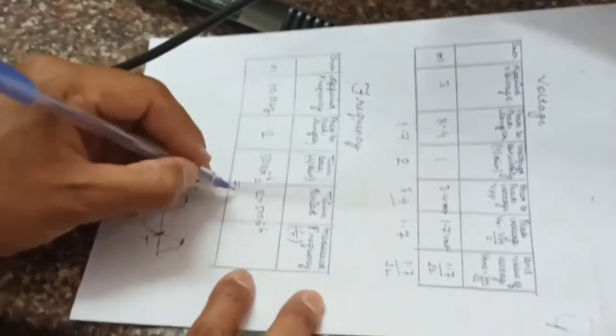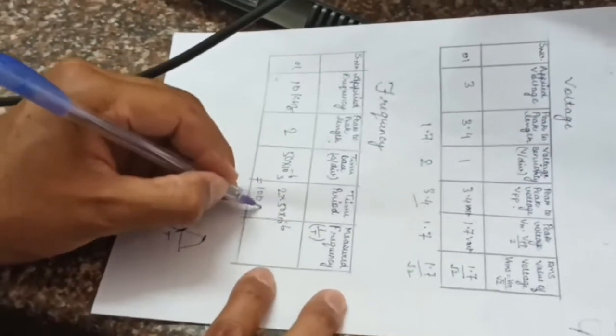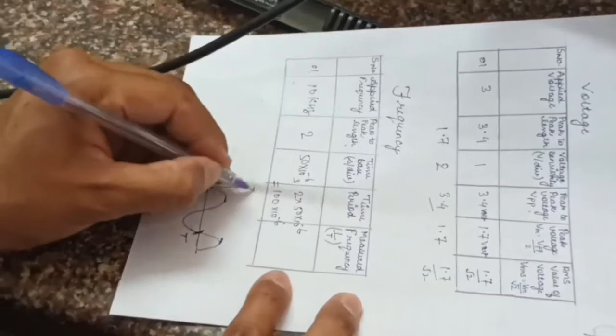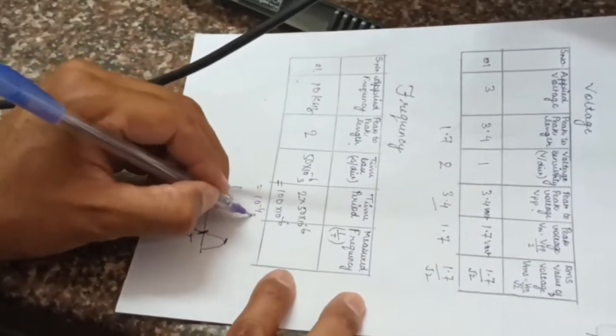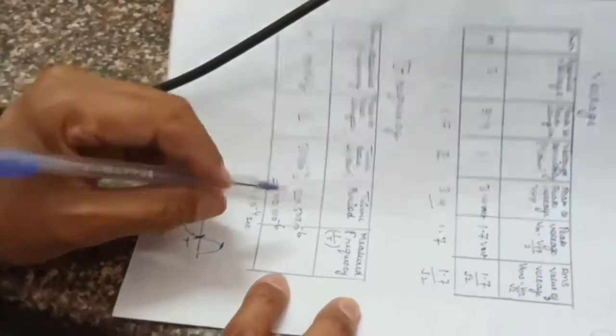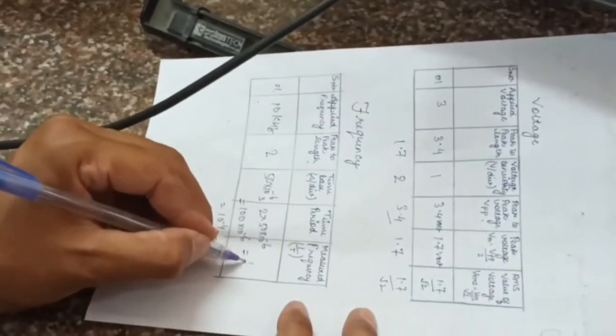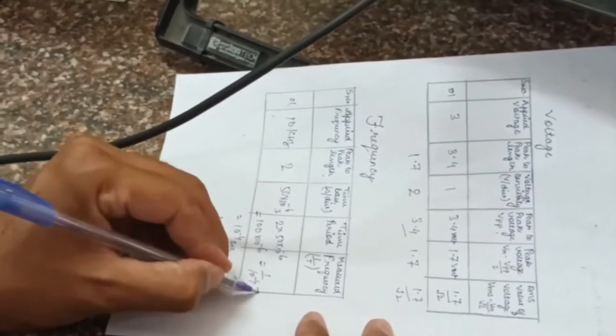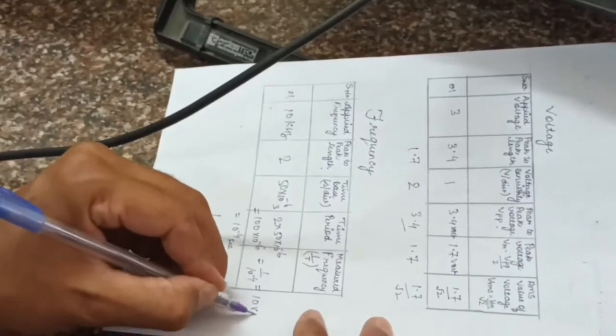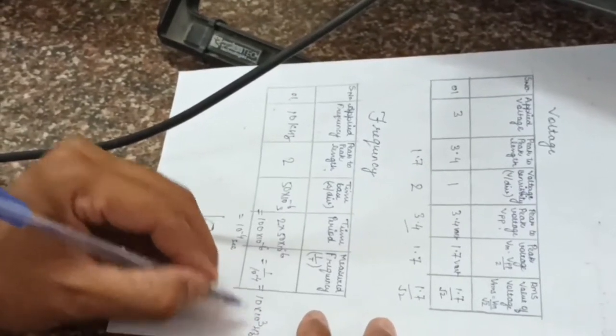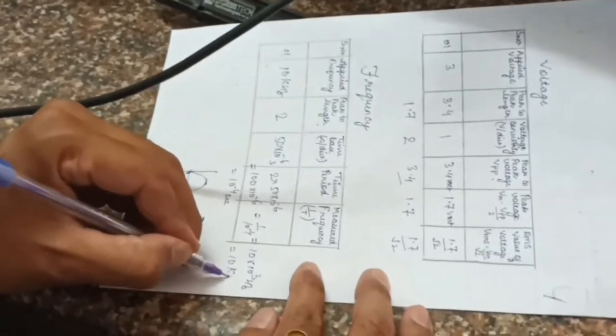So what it basically becomes equal to is 100 into 10 to the power minus 6, or you can say 10 to the power minus 4 second. This is our tau. Now you want to calculate the frequency. Frequency is nothing but 1 upon time. So this becomes equal to 1 upon 10 to the power minus 4, which is 10 into 10 to the power 3 hertz, and this becomes equal to 10 kilohertz. Okay, so this is the way to calculate.